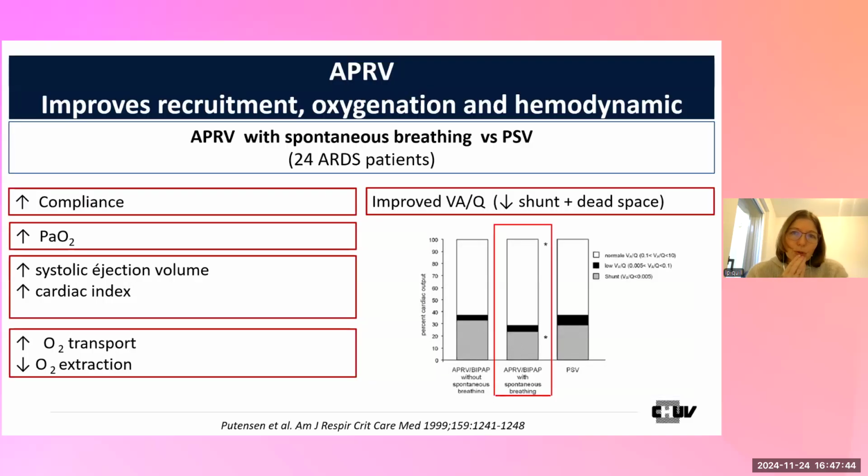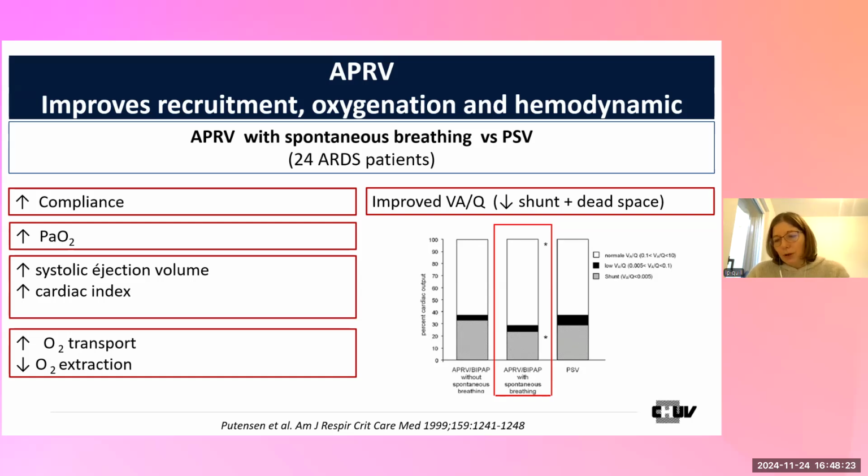Is it useful to use those types of techniques? Then we have, again, physiological data. APRV with the inverse ratio improves recruitment, oxygenation, and hemodynamics. You have here 24 patients with ARDS, and they were ventilated either with APRV or pressure support ventilation. And with APRV, compliance was better, oxygenation was better, cardiac index was higher, and oxygen transport and extraction were also improved. More oxygen transport and less oxygen extraction.